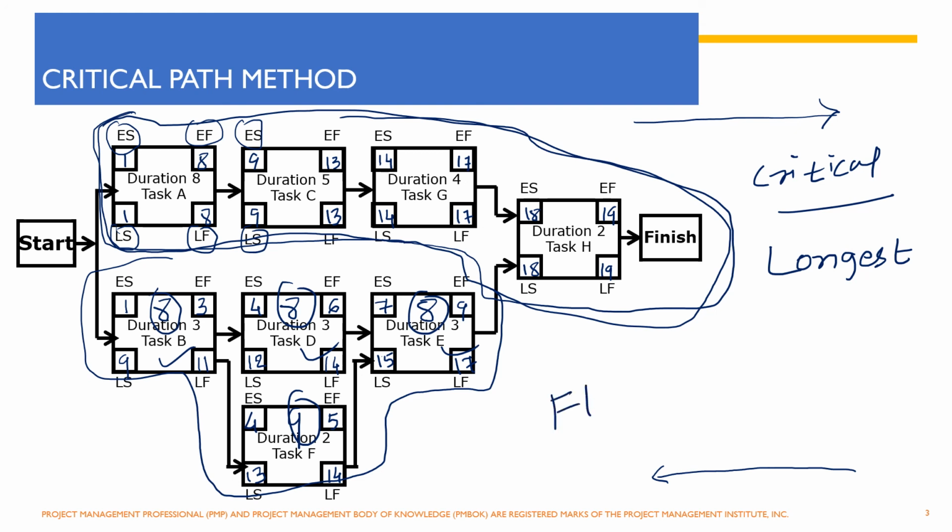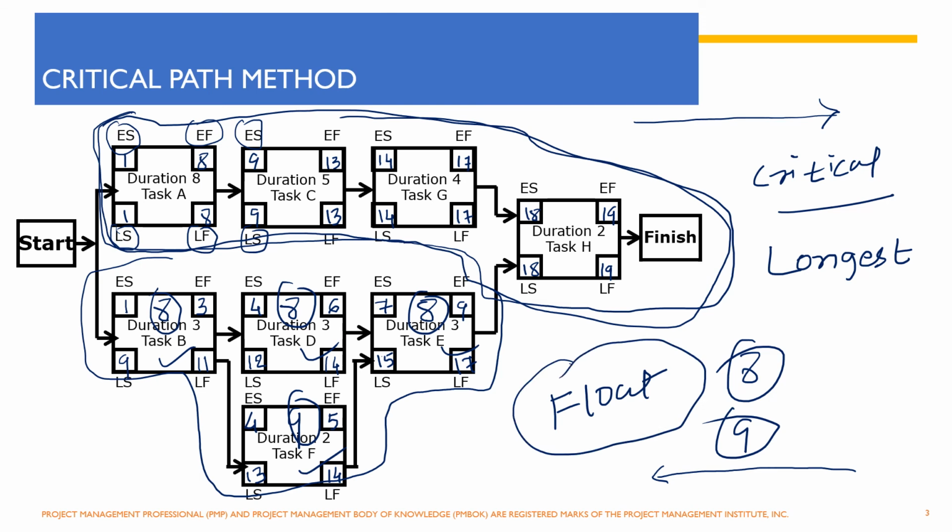That means you can delay activity B, D or E by 8 days, or you can delay activity F by 9 days and can still complete your project on time. So that is called as float, and this is how we identify the flexibility on the project, and this method is called as the critical path method.